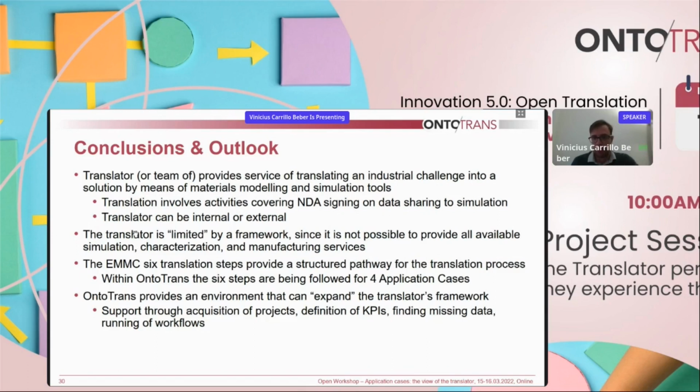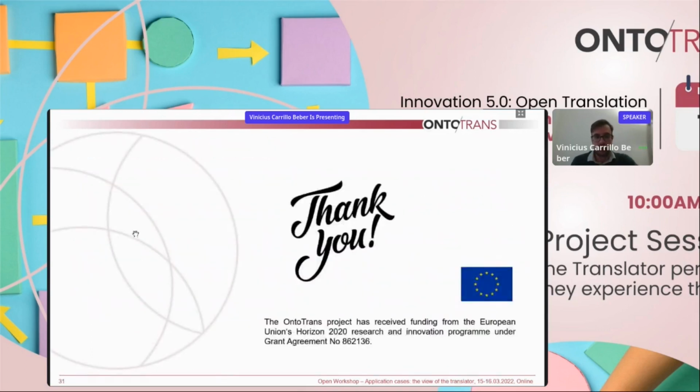6 steps are being followed within 4 application cases. And let's say that OntoTrans provides an environment that can expand the translation framework in steps and activities, such as support through acquisition of projects, definition of KPIs, finding missing data, and running of workflows. So this is the talk for today. Thanks a lot for your attention, and if there are questions, I'm open.